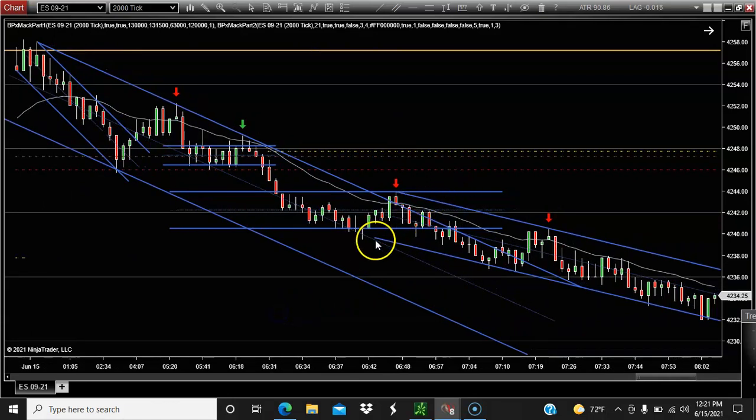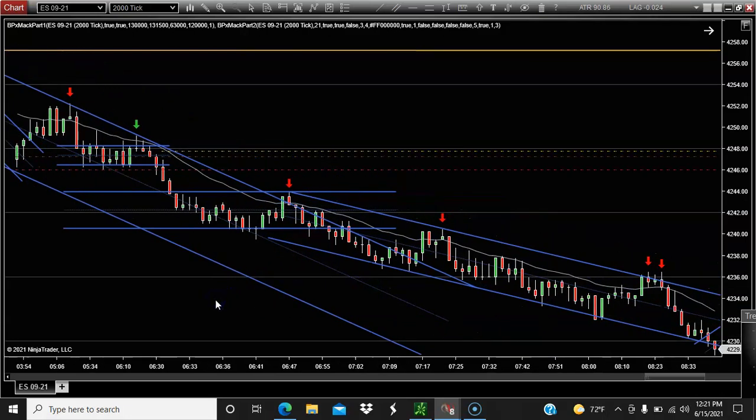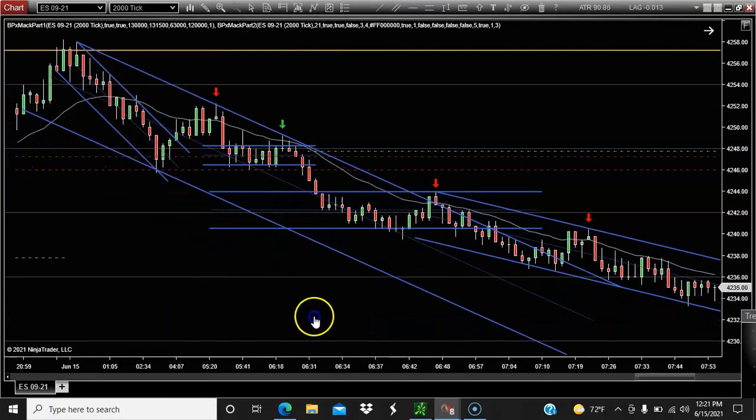So here, this looks like a second entry. It's technically a first entry, but that looks like a hidden second entry. First entry, second entry. It's off the channel. It's off the EMA. I like this. Unfortunately, it was a bit congested, but I do like this because we're clearly trending down.